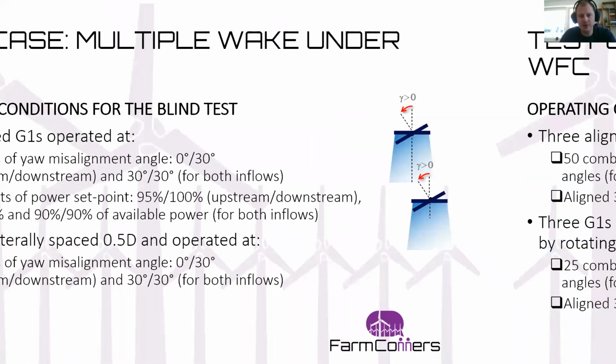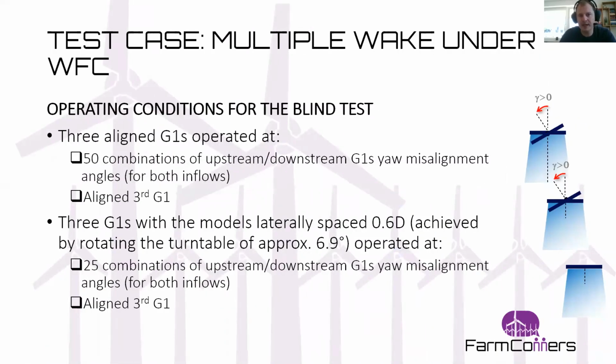And also for the 3 aligned G1s, we have 50 combinations of upstream and downstream G1s yaw misalignment, while the third one was kept aligned with the flow. And for the 3 G1s laterally spaced 0.6D, we have 25 combinations of upstream and downstream G1s yaw misalignment, and the third instead was operating in null yaw misalignment.